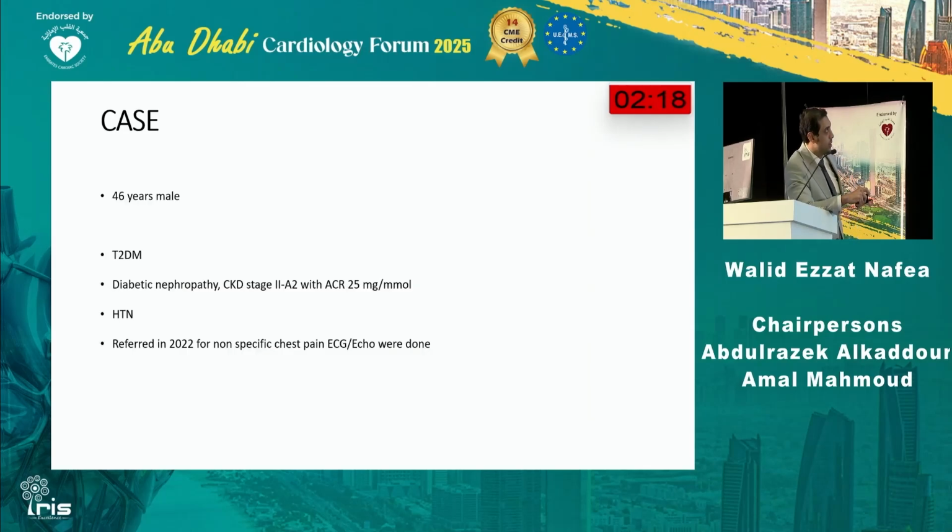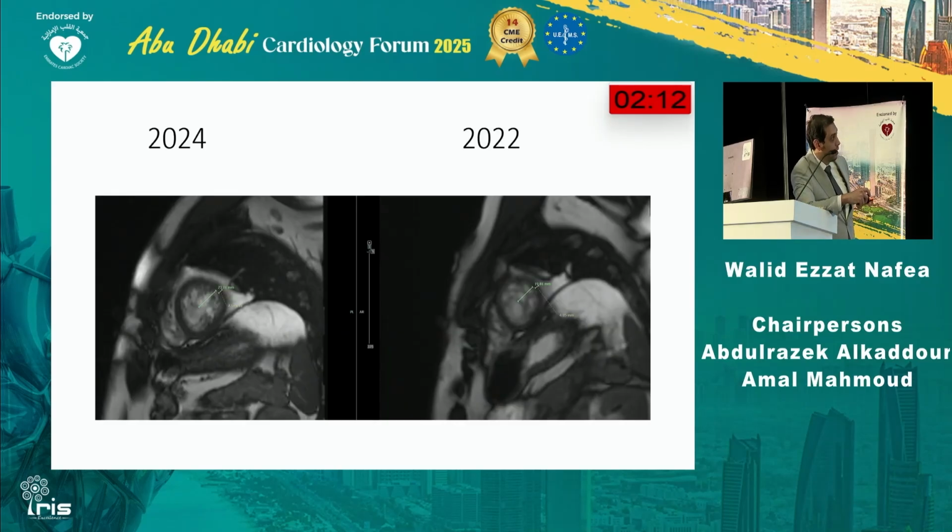So back to our case: a 46-year-old male, type 2 diabetes, CKD, proteinuria, hypertensive. This is the MRI, and these are the parameters. And actually, I want to thank Dr. Ahmed Sharif, the radiologist from Cleveland Clinic, because these are his measurements.